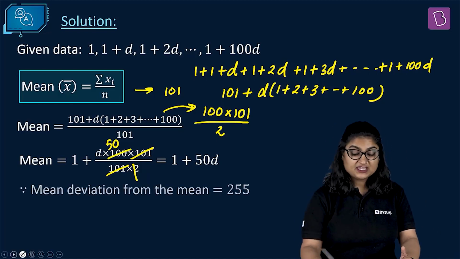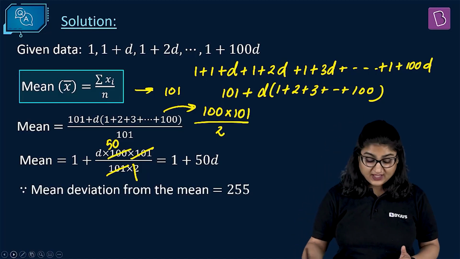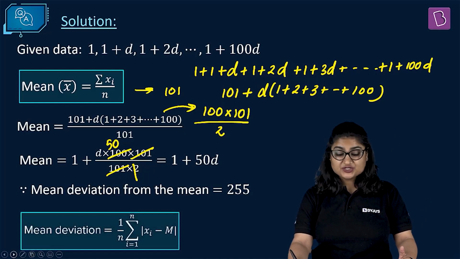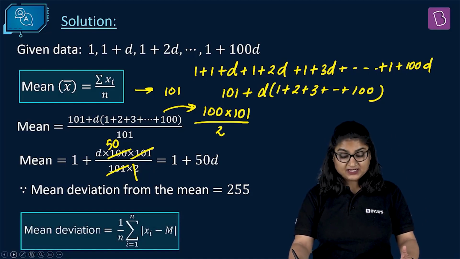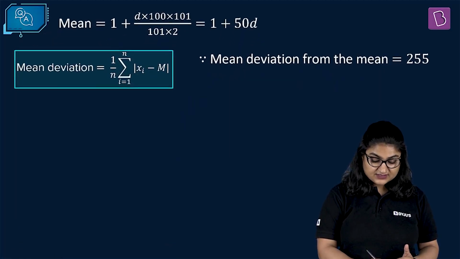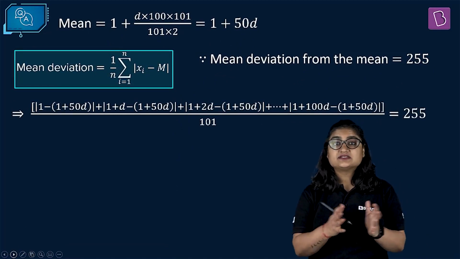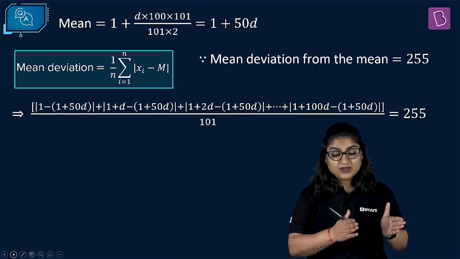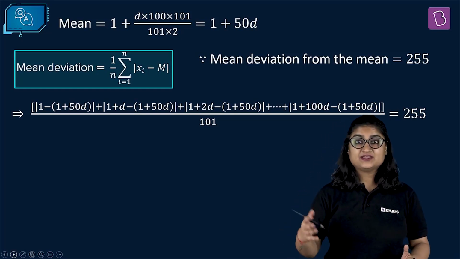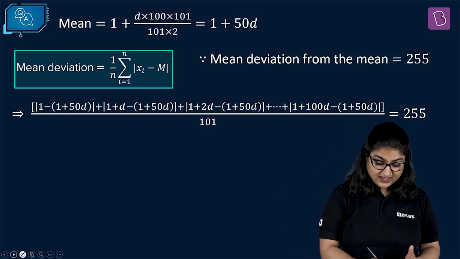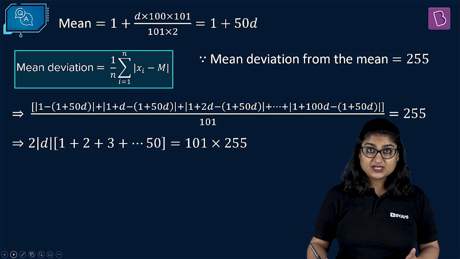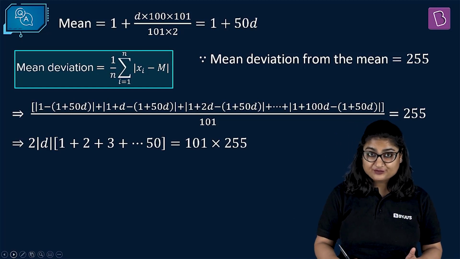Now in the question it has been given that the mean deviation from the mean is 255, and we also know that mean deviation is defined as 1 by n multiplied by summation of modulus of xi minus capital M, which in this case would be the mean, from 1 to n. So when we further solve this, what we will get is the sum of mod of 1 minus 1 plus 50d, 1 plus d minus 1 plus 50d, and so on and so forth. Now if I further simplify this, what I will get is 2 times modulus of d multiplied by the sum of the first n natural numbers, and in this case we are talking about the first 50 natural numbers.